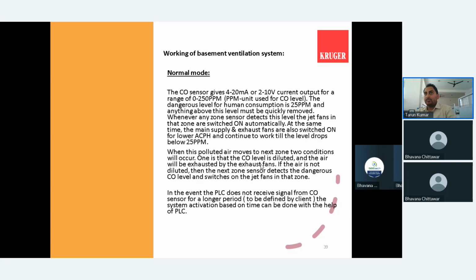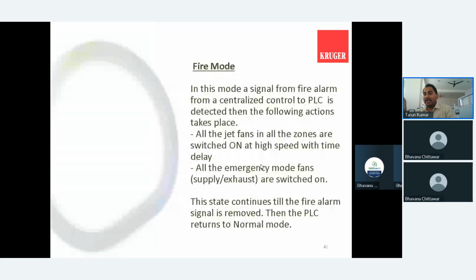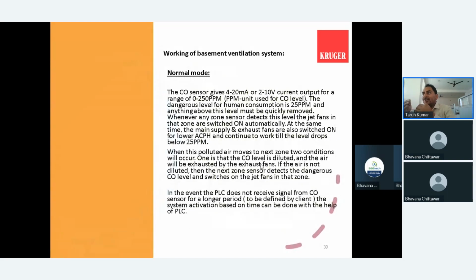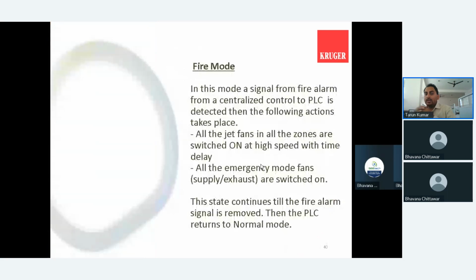The CO sensor will give the signal to the PLC panel, and the PLC panel will give the signal to the nearest jet fan, which will evacuate the carbon gases nearby, whatever hazardous gases are there. It will be pushed towards the next jet fan, as well as towards the nearest exhaust fan. So that is basically the normal mode.